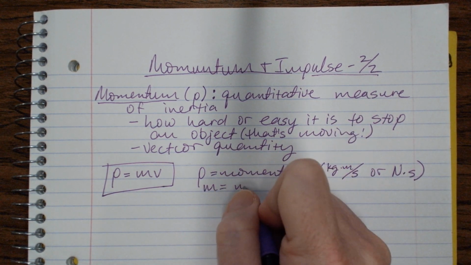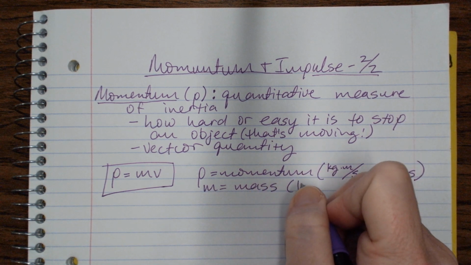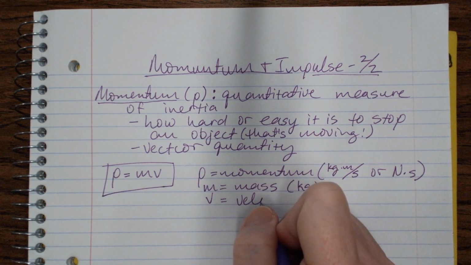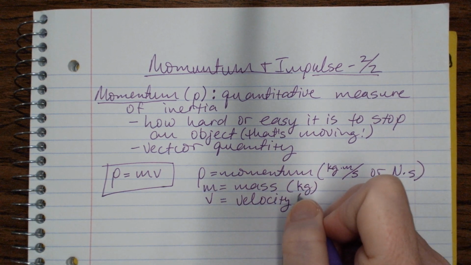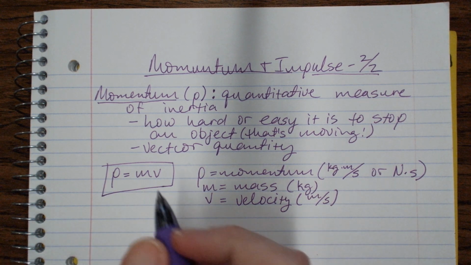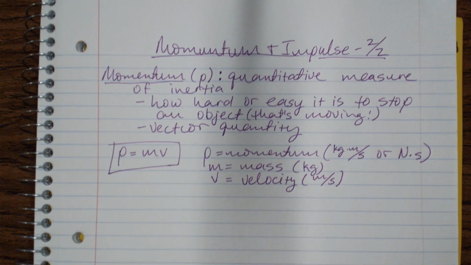M, of course, is mass, as it always has been. It is in kilograms. And v is for velocity, as it always has been, and that's in meters per second. All right, so that's momentum. And then we have impulse.